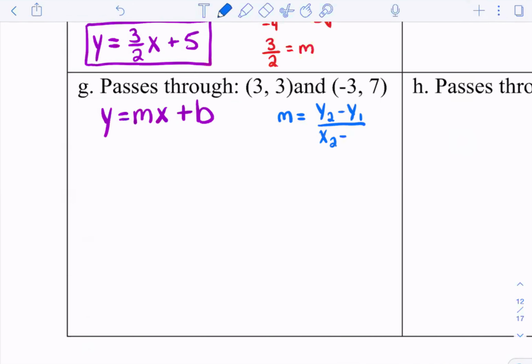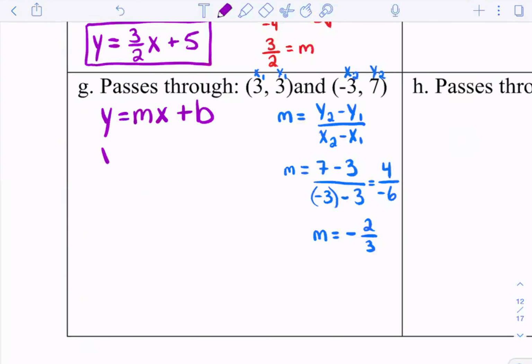Taking the time to be neat and organized, labeling our points so as not to make errors. Math is really about being consistent and thoughtful, thorough, taking the time to write it out properly. Okay, 7 minus 3 is 4. Negative 3 minus 3 is a negative 6. We can reduce this fraction by 2's. The whole slope is negative 2 over 3.